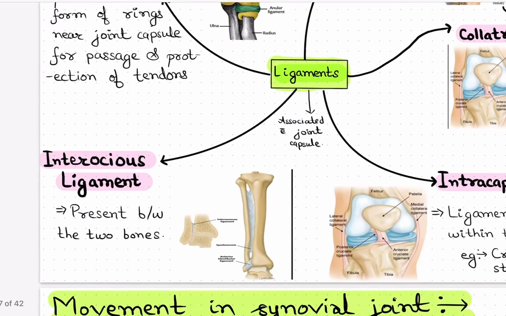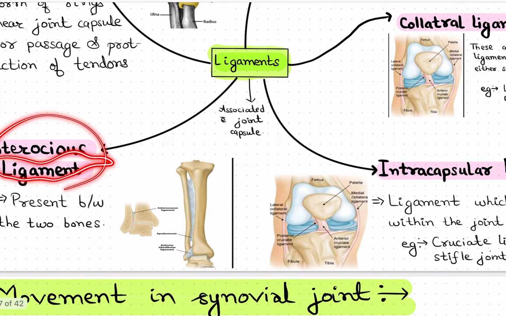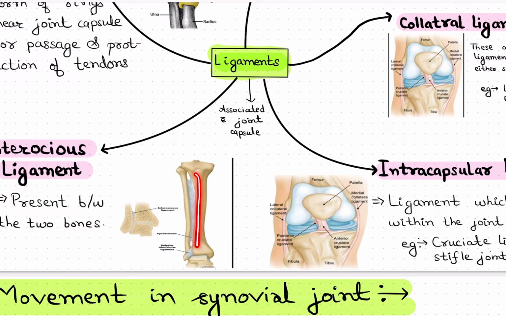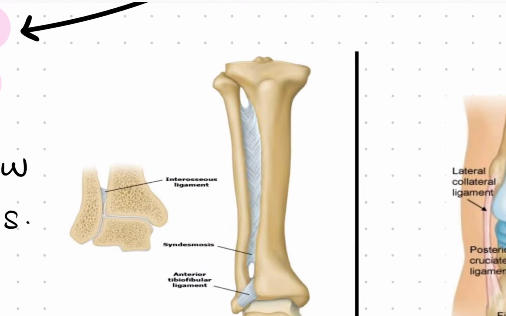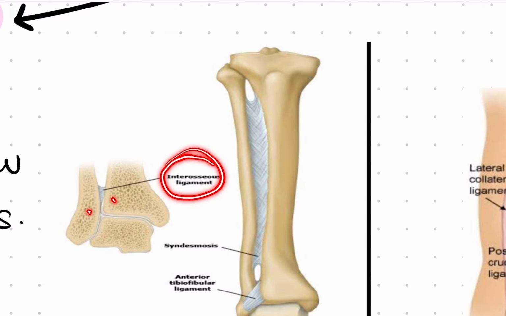Understood? Now second is interosseous ligament. As the name suggests, it is present between two bones. Like this is one bone, this is another bone. So as you can see, this is syndesmosis between these bones. It's a type of fibrous joint, as I discussed in the previous videos. So this ligament which joins this bone with this bone is anterior tibiofibular ligament. And here you can see in this diagram we have interosseous ligament between these two bones.